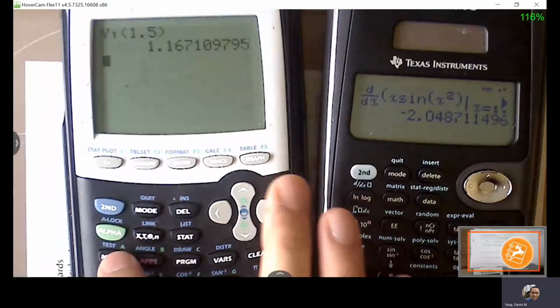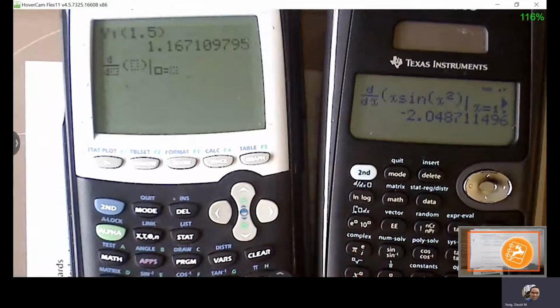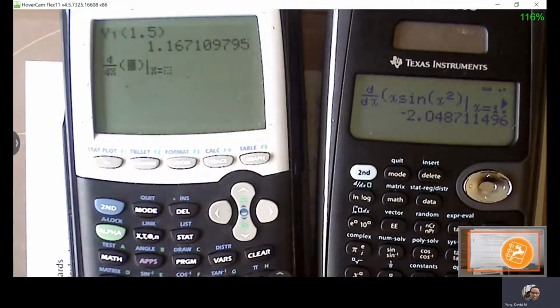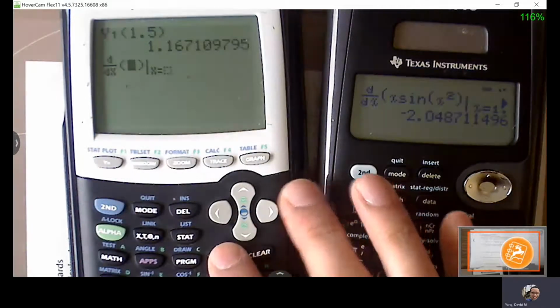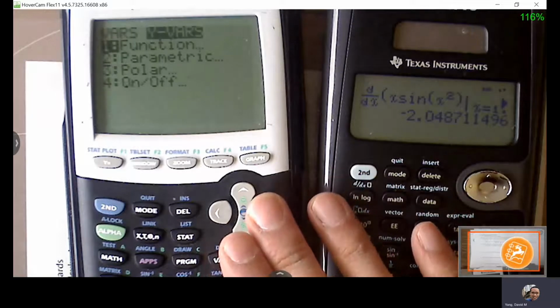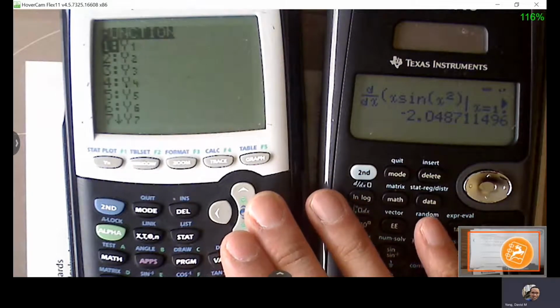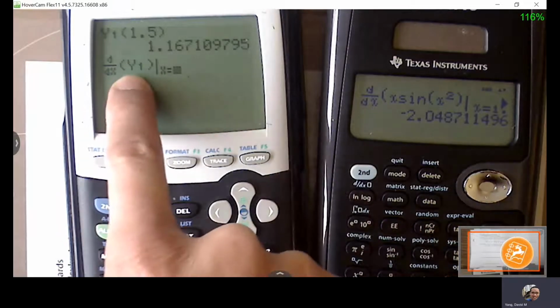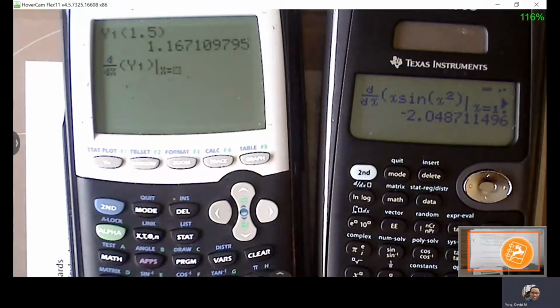Okay. On your graphing calculator, if you do math 8 it will take you to that same derivative feature, d over dx. You can type in x sine x squared again, or if you have it stored under y1, go to vars, y vars, function y1. So this is the same thing as x sine x squared. I just don't have to type it in every time. I can just keep calling it every time that I need it.